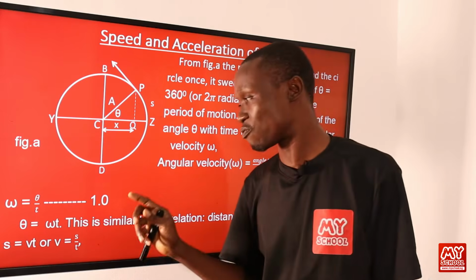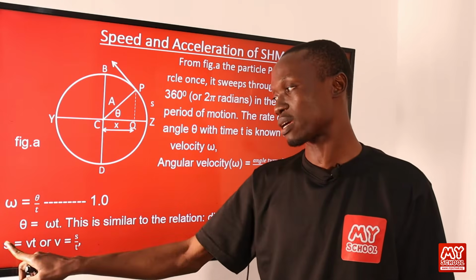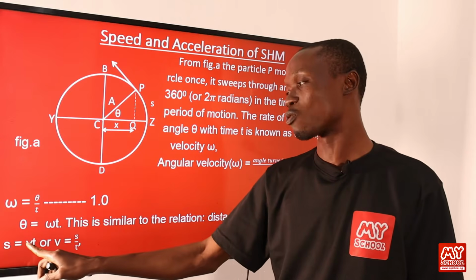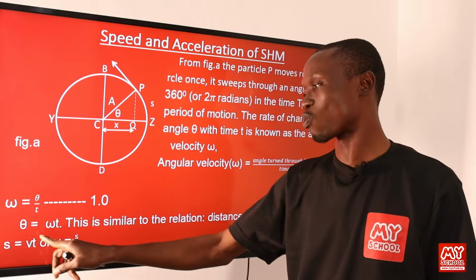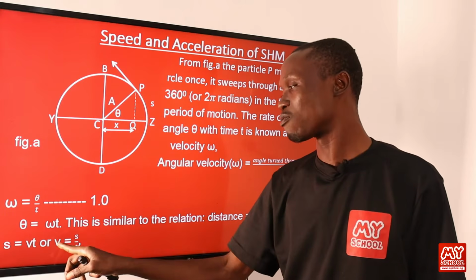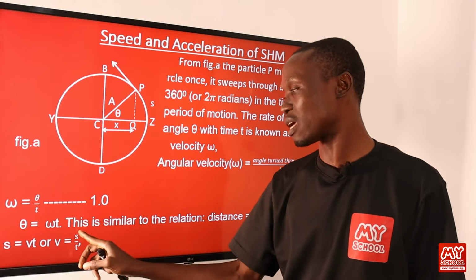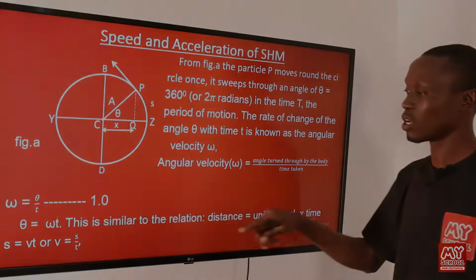And remember that in physics we represent distance with x, so that s is equal to vt, where s stands for distance, v is the uniform velocity, while t is the time. So that if we make v the subject of formula, v becomes x over t. So let's move to the next line.